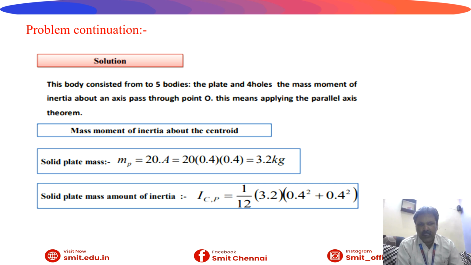First of all, we have to see the mass of that plate. M_P is equal to 20 into A, which is equal to 20 into 0.4 into 0.4, which is equal to 3.2 kg. Then the solid plate mass moment of inertia I_CP is equal to 1/12 into 3.2 into (0.4 squared plus 0.4 squared).